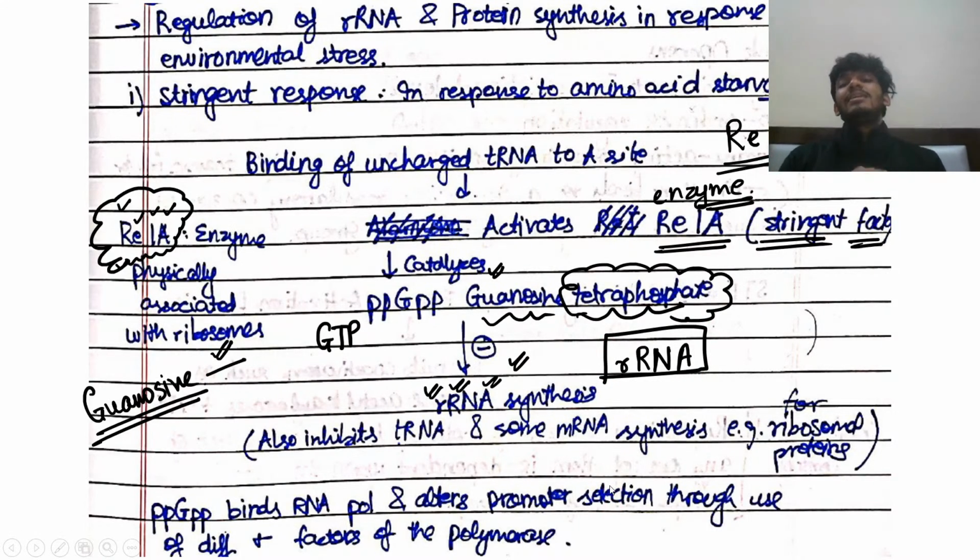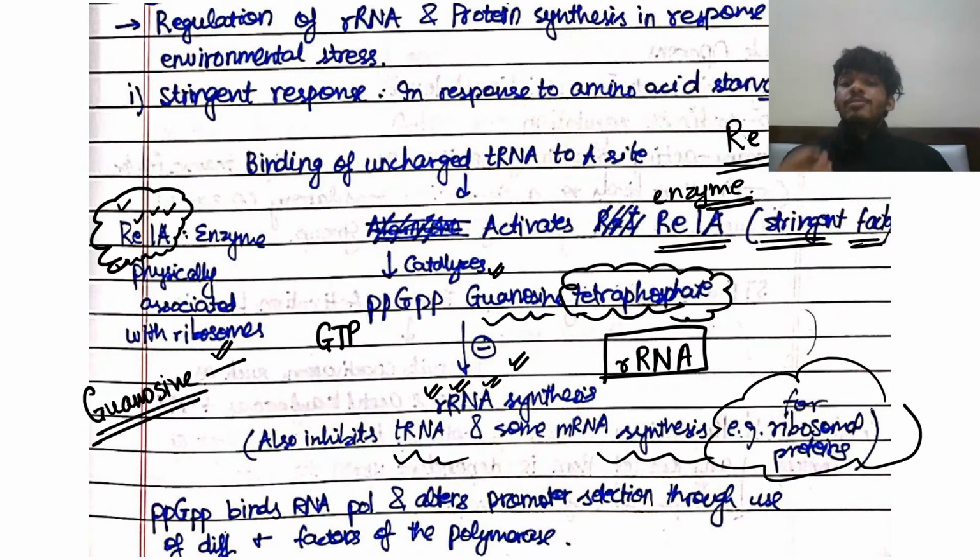I hope you understand why that is happening. Why? Because the cell does not have amino acids. Now the cell is saying, if I don't have amino acids, why should I waste my energy on formation of ribosomes? Because ribosomes are there for protein synthesis. For protein synthesis you require amino acids. I don't have amino acids, so don't waste your energy on rRNA synthesis. So in stringent response, guanosine tetraphosphate is the mediator through which rRNA synthesis and also some tRNA and some mRNA synthesis for ribosomal proteins will be inhibited.